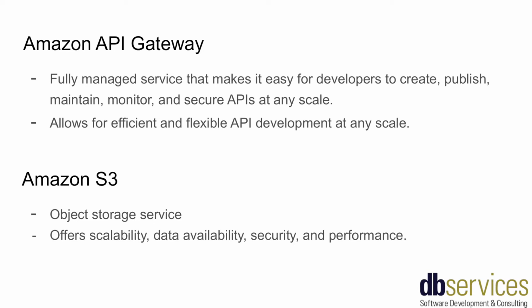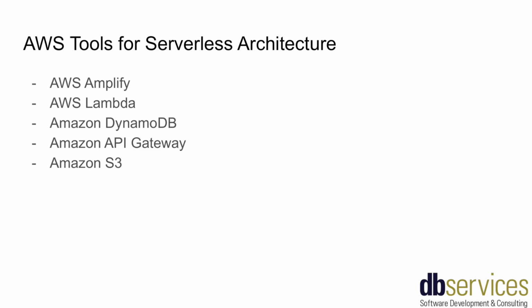Amazon S3 is an object storage service offered by Amazon. It offers scalability, data availability, security, and performance. S3 works by creating buckets that then store your objects. You can then connect these buckets to other tools in your application to allow you to store and retrieve objects from S3.